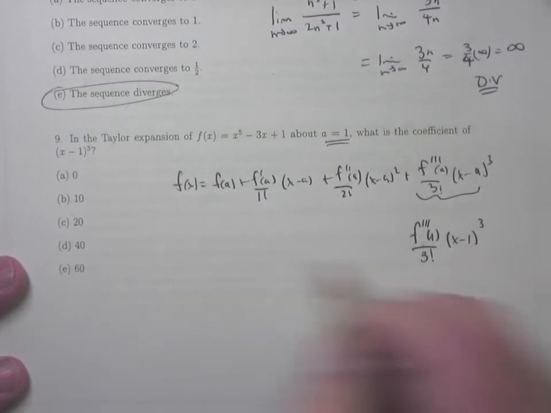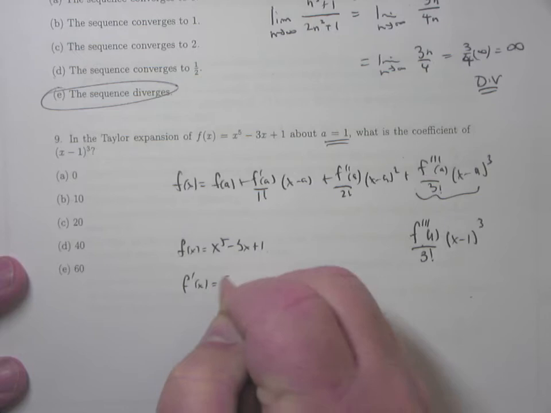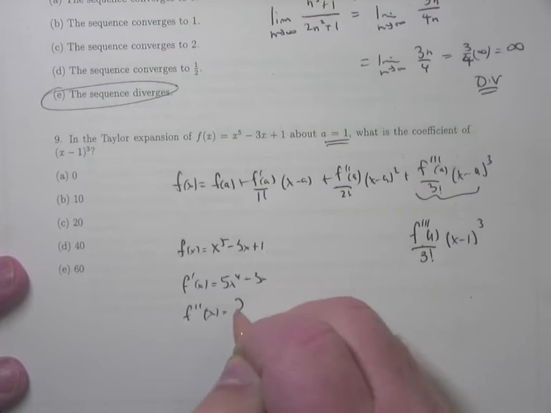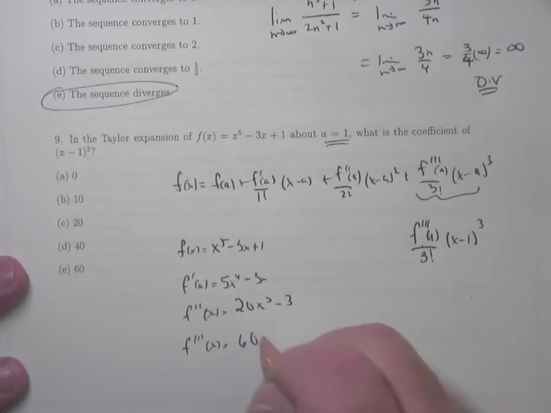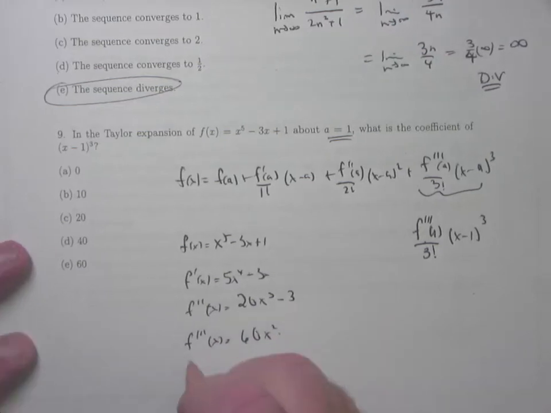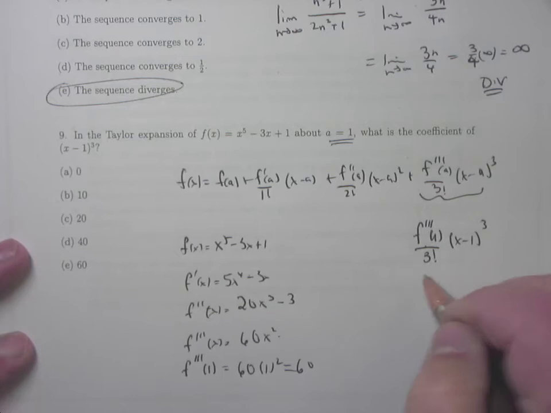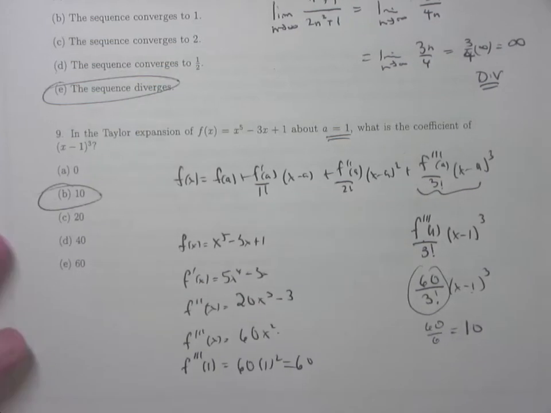What is the triple prime of 1? f of x is equal to x to the 5th minus 3x plus 1. The first derivative is 5x to the 4th minus 3. The second derivative is 20x cubed. The third derivative is 60x squared. So f triple prime of 1 is 60 times 1 squared, which is 60. But the coefficient is going to be 60 over 3 factorial times (x minus 1) cubed. And what's 60 divided by 3 factorial? That's 60 divided by 6, which is 10. The answer is B. Notice how they did this Taylor series kind of a problem.